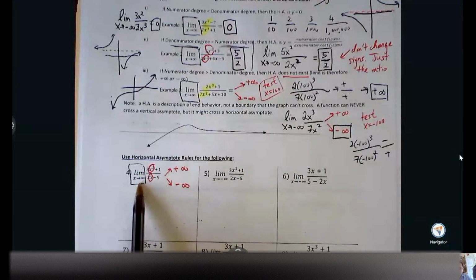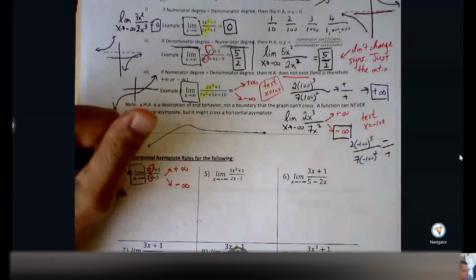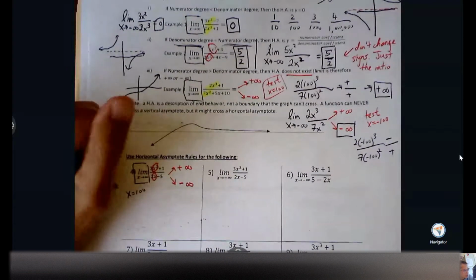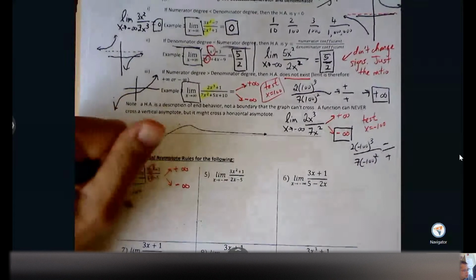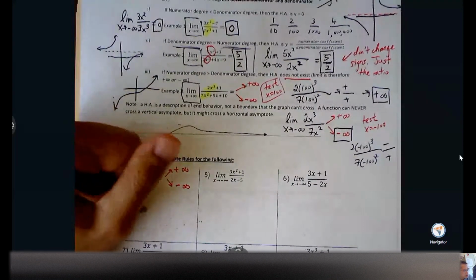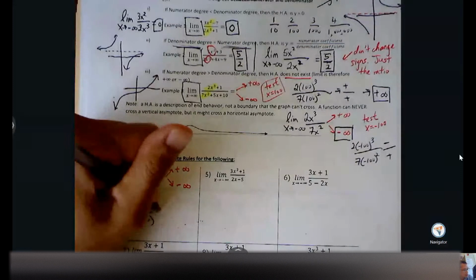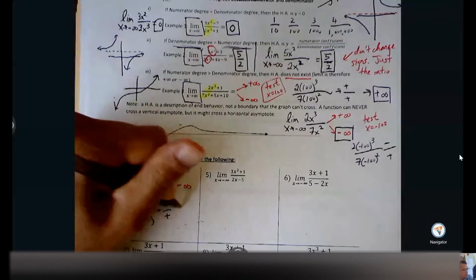Look at where you're headed towards. You're headed towards positive infinity. You want to pick a number that is to the right as we exit the graph to the right. So a number that we can use that is safe is 100. We get positive over a positive, which is positive infinity.